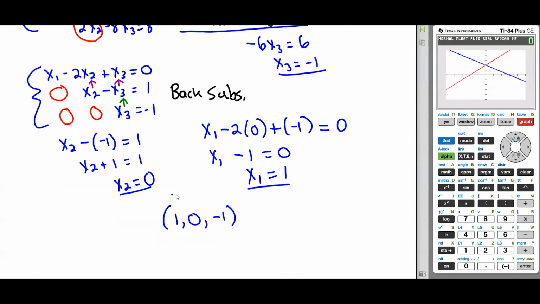You know, in calculus 3, you might call it x, y, and z. I wrote down the wrong variable. You might call it x, y, and z. We're just going to say it's x1, this is x2, this is x3. So there's our solution.